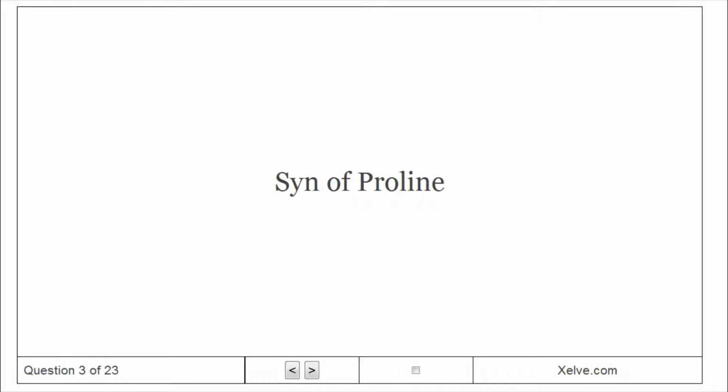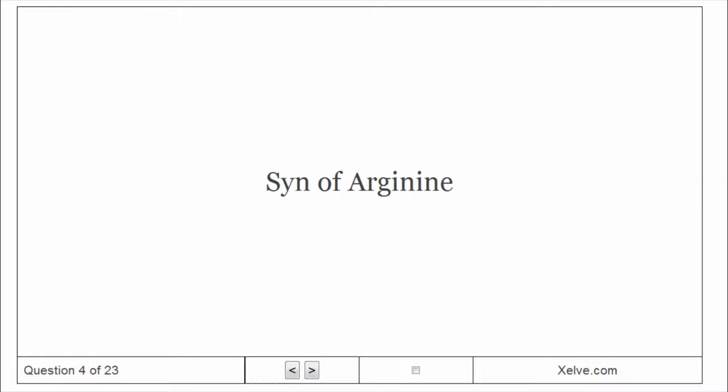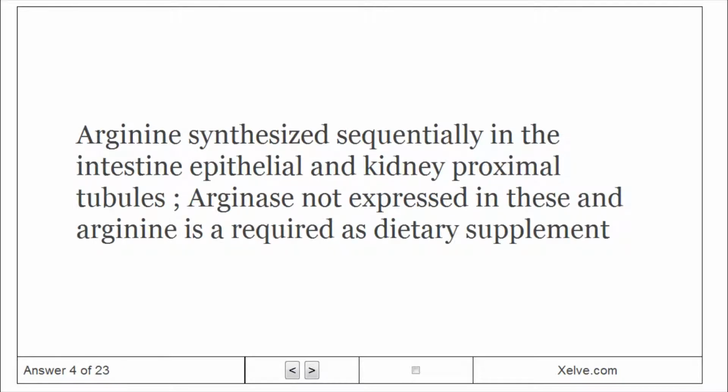Synthesis of proline. Glutamate semialdehyde spontaneously cyclizes to form a proline precursor, which is reduced to proline. Synthesis of arginine. Arginine is synthesized sequentially in the intestinal epithelium and kidney proximal tubules. Arginase is not expressed in these, and arginine is required as a dietary supplement.